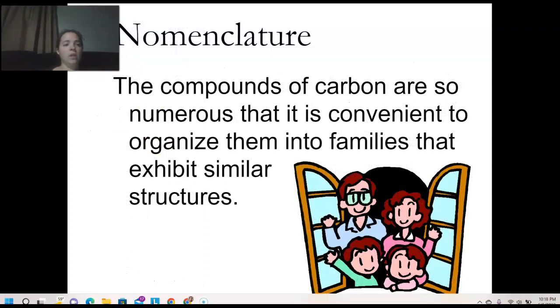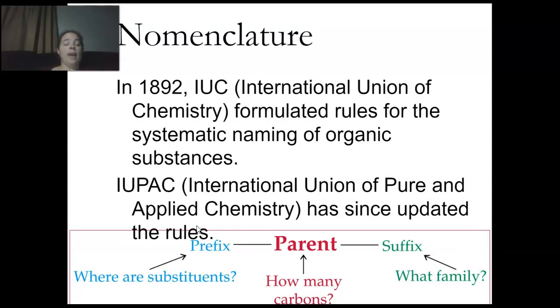But first we're going to look at nomenclature. How do we call them? What do we call them? You did see nomenclature at the beginning of the year when we were talking about ionic versus covalent. Now we're going to look a little bit more into the covalent type, the nonmetals, including carbon. Compounds of carbon are so numerous that it's convenient to organize them into families that exhibit the same structures. In 1892, we had the IUC, the International Union of Chemistry. These formulated the rules for the naming of organic compounds. Now we have IUPAC, the International Union of Pure and Applied Chemistry, and it has updated the rules.